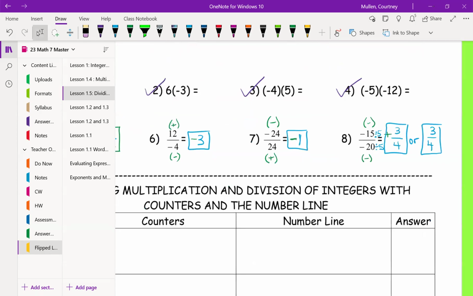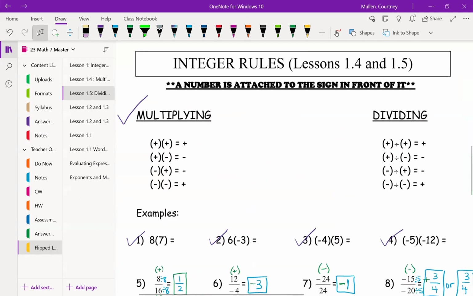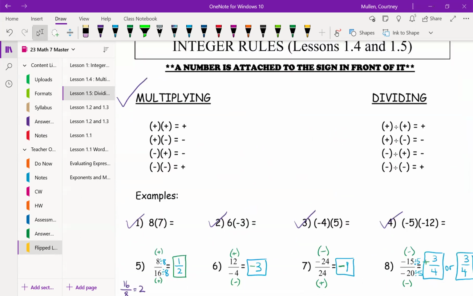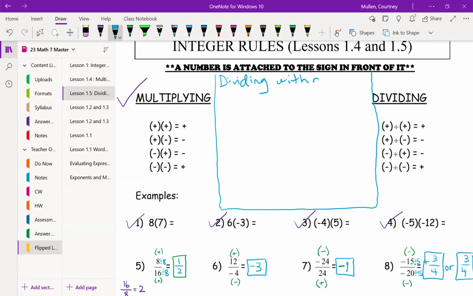There's one more division rule I want to talk about, and that's dividing with and by 0. So in this middle portion right here, I want you to do a little bit of work with me. Dividing with and by 0. The question is, what is the difference between 0 divided by 2 versus 2 divided by 0?